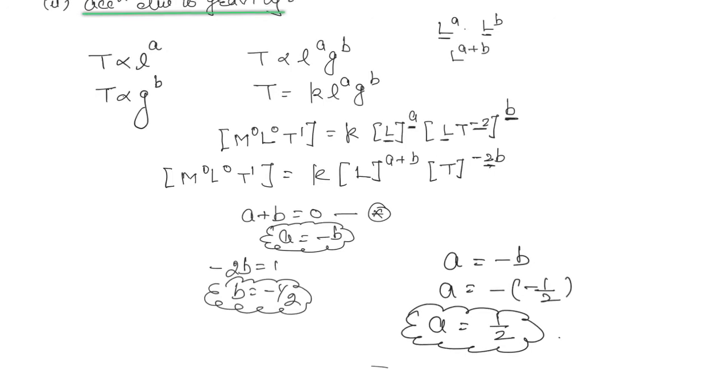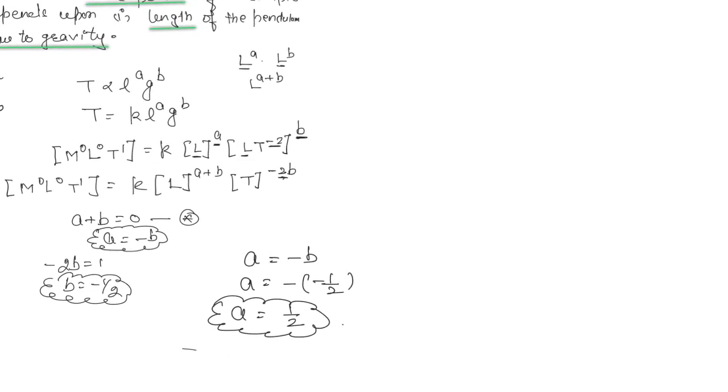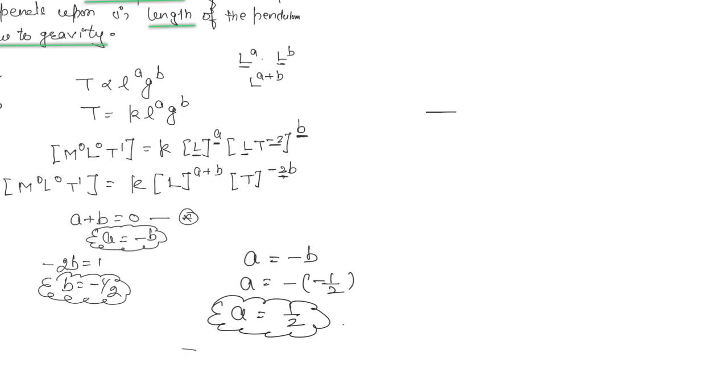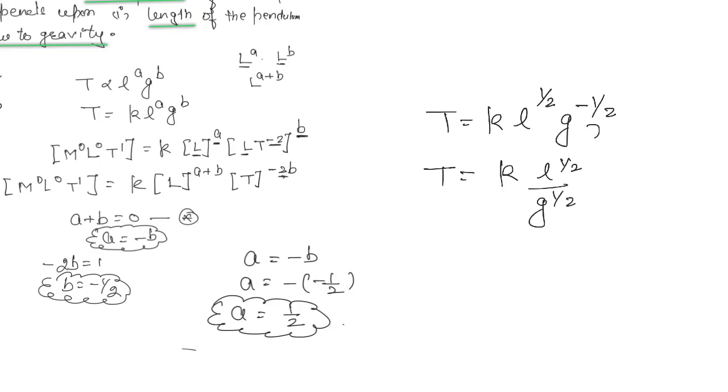So class, now we know both. We know A, we know B. So what we will do, we know T equals K L raised to power A G raised to power B. What is A value? Half. And what is B value? Minus half. So class, now we can simplify further. L half, G minus half. We can bring this G in denominator. It will become plus.